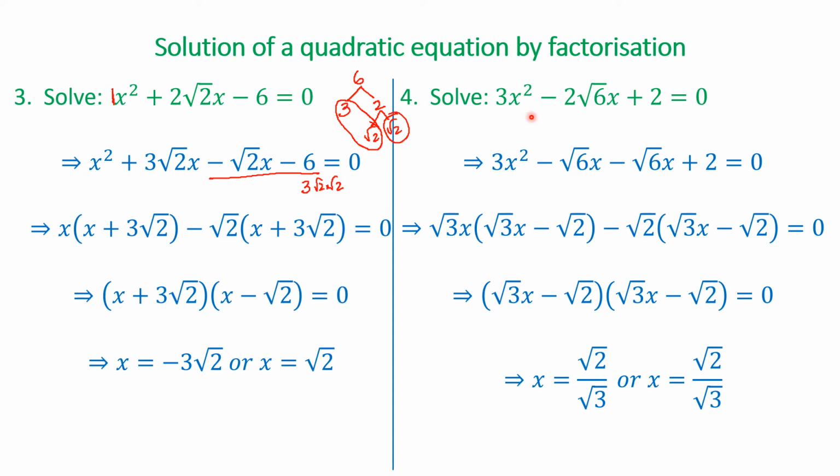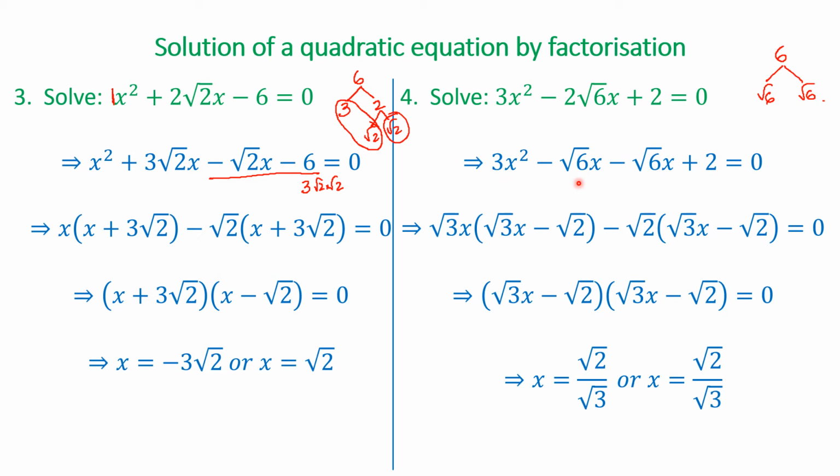The next question, 3x squared minus 2 root 6x plus 2 is equal to 0. So I multiply 2 and 3 to get 6. 6 can be written as root 6 into root 6, so I'm splitting 6 as root 6 and root 6. So minus 2 root 6x will give you minus root 6x minus root 6x. So you can see this is 3x squared as it is, minus root 6x minus root 6x becomes minus 2 root 6x, and plus 2 as it is equal to 0.